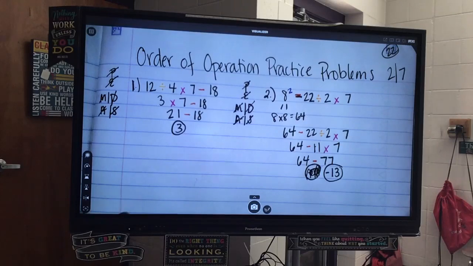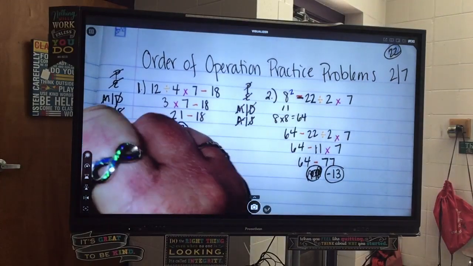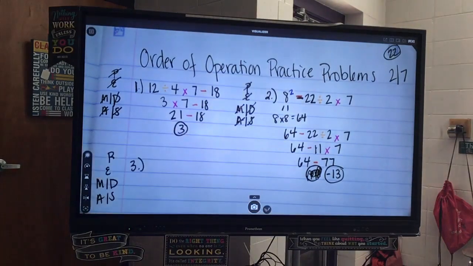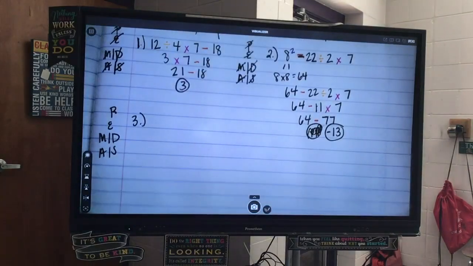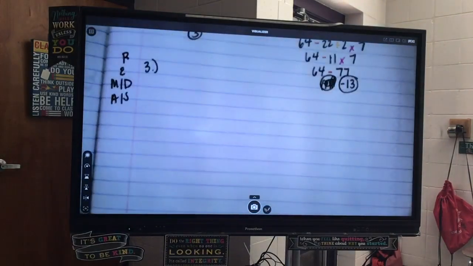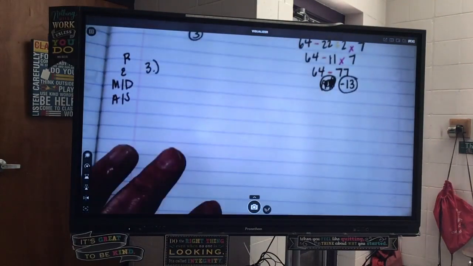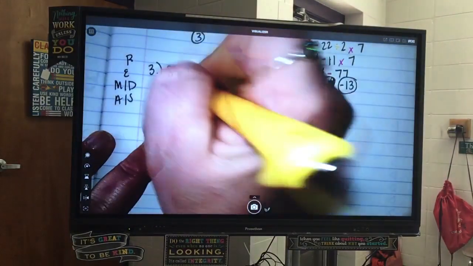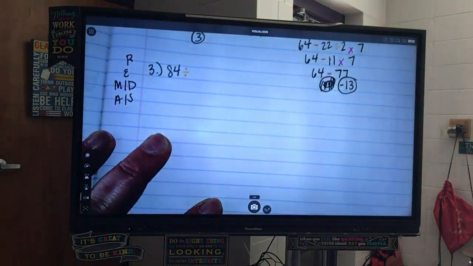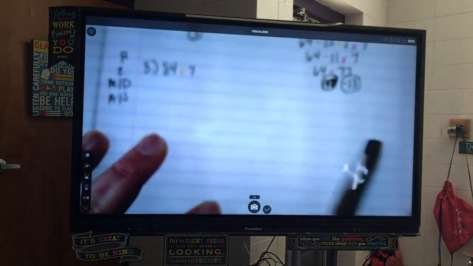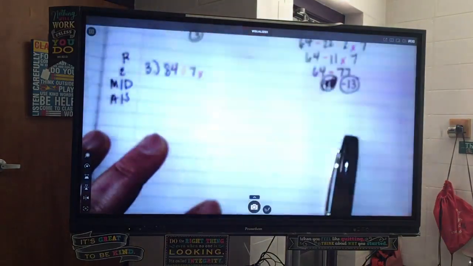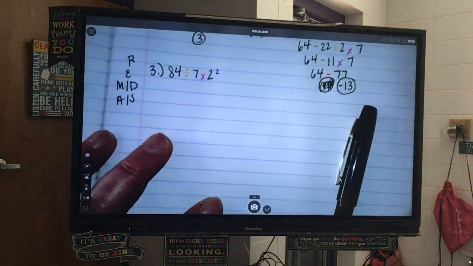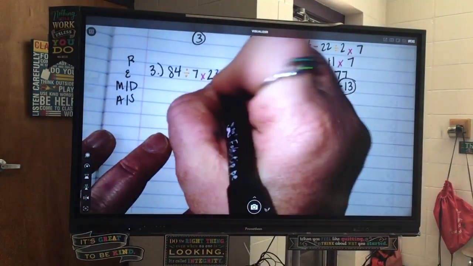Alright, let's do number 3. Put your PEMDAS next to your number. We have 84 divided by 7 times 2 squared minus 30.